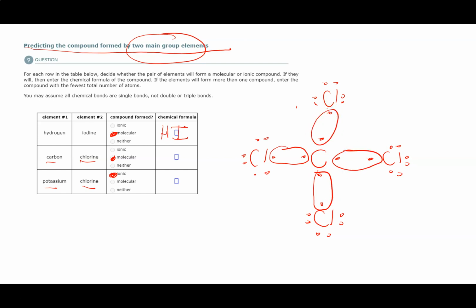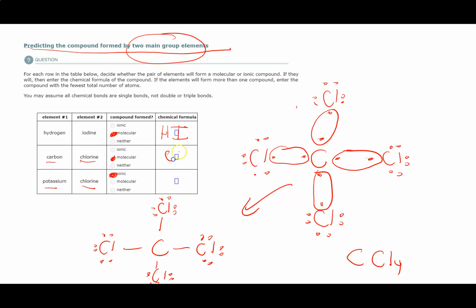So those guys are going to end up forming, let's put it over on a weird angle over here, carbon with 4 chlorines attached, and each of the chlorines has a lone pair on it, or 3 lone pairs on it, I should say. So there we go, each chlorine has 3 lone pairs on it. So what's the formula here? It's CCl4. CCl4, there we go.